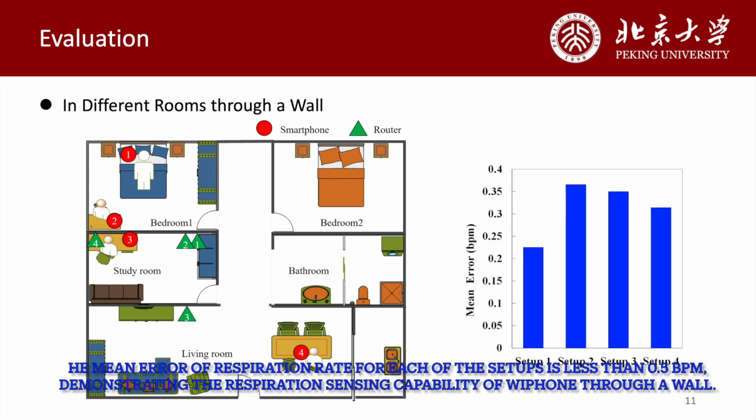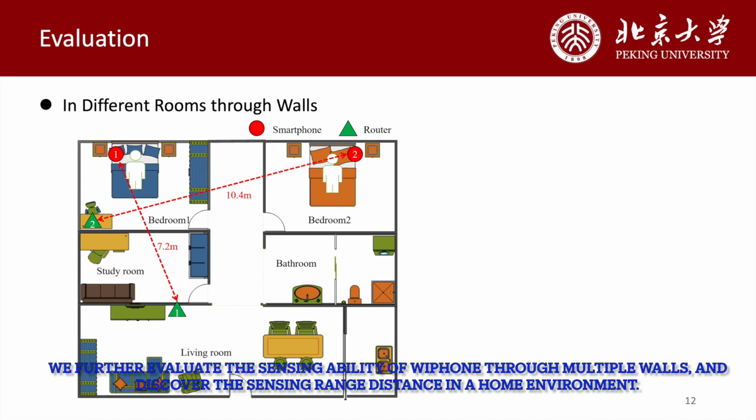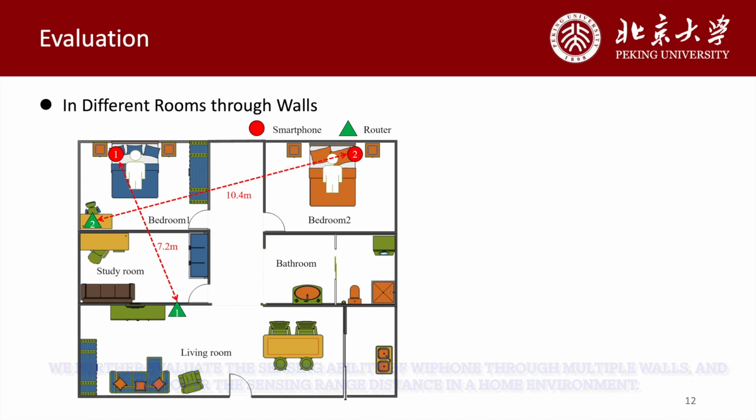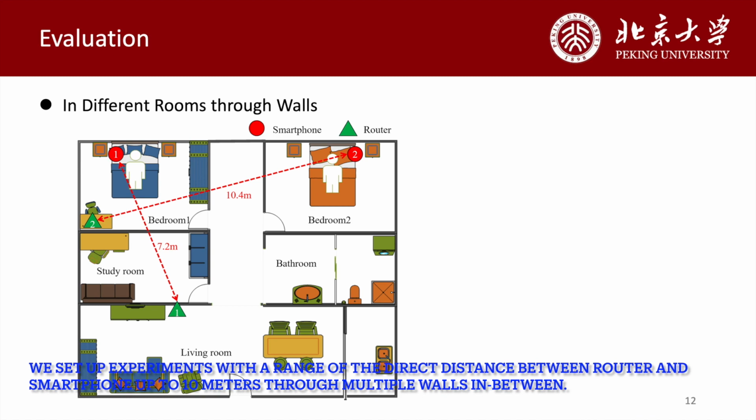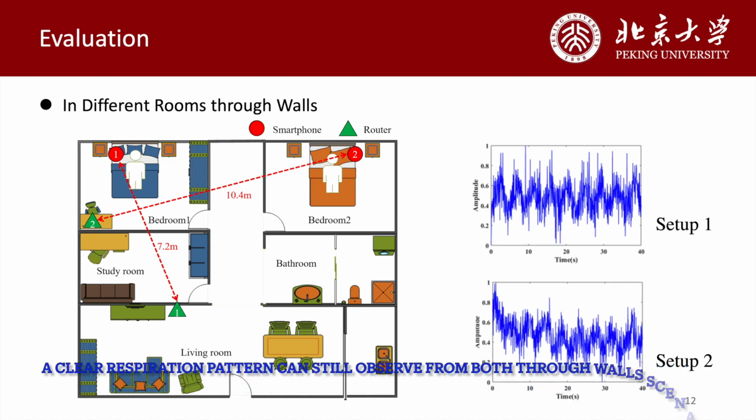The mean error of respiration rate for each of the setups is less than 0.5 breaths per minute, demonstrating the respiration sensing capability of WiPhone is reliable. We further evaluated the sensing ability of WiPhone through multiple walls and discovered the sensing range in a home setting. We set up experiments with a direct distance between router and smartphone of up to 10 meters through multiple walls in between. A clear respiration pattern can still be observed for both through-wall scenarios.